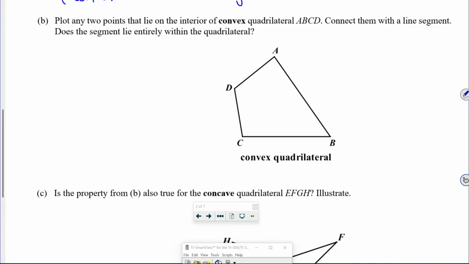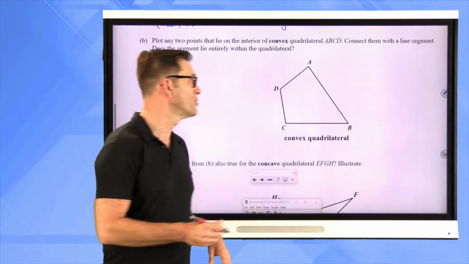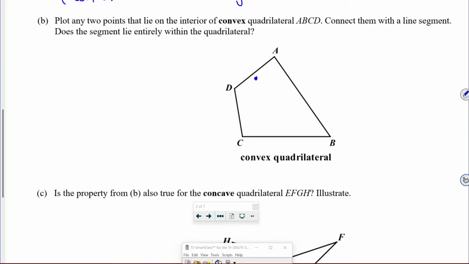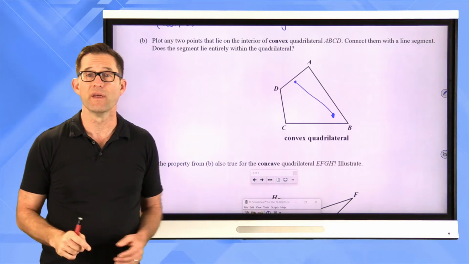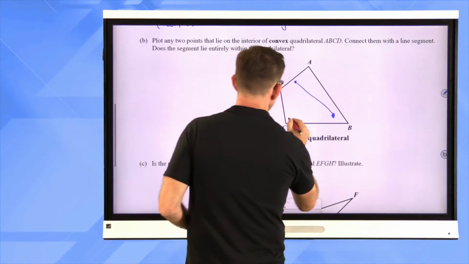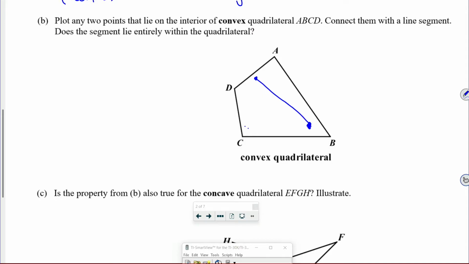Plot any 2 points that lie on the interior of convex quadrilateral ABCD. Connect them with a line segment. Does the line segment lie entirely within the quadrilateral? All right, so in other words, if I just pick two random points, 1, 2, and I connect that with a line segment, that line segment lies entirely within the quadrilateral. What if I pick maybe this point and this point?